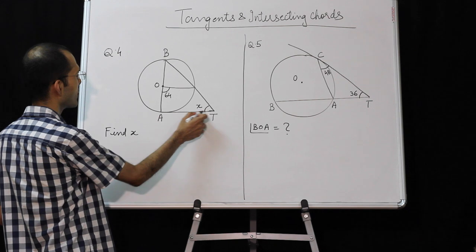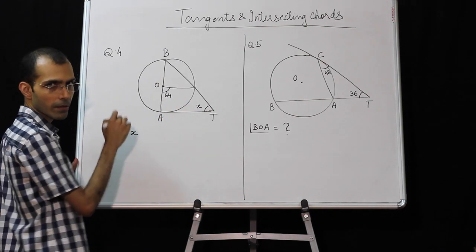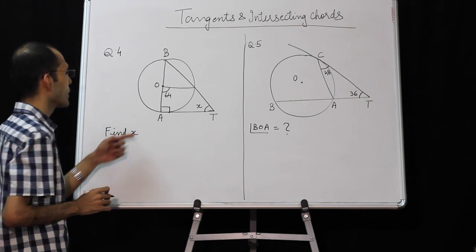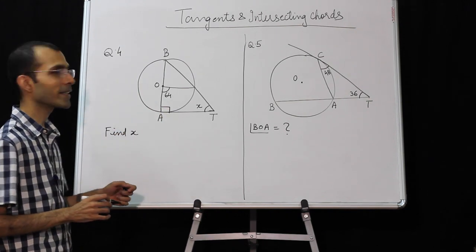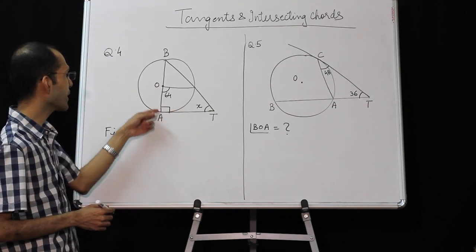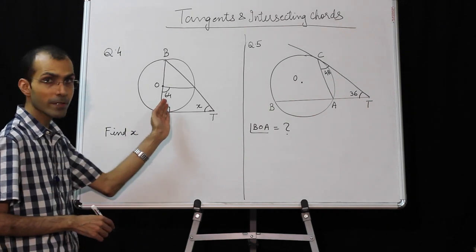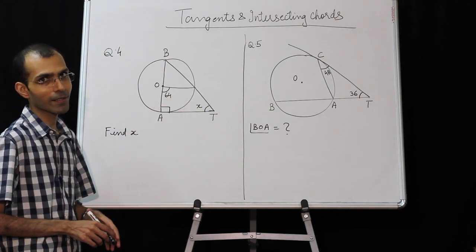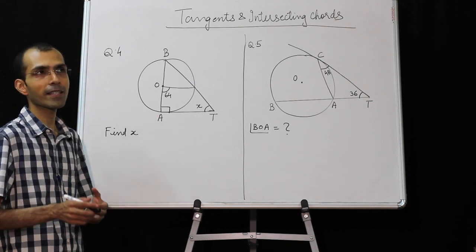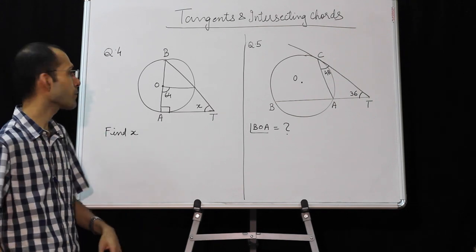Now, because this is a tangent and this is the radius, this angle will come 90. Angle OAT will be 90. What is the reason? Radius perpendicular to tangent. Okay. The diagram is going outside the circle. That means the sum of the angles of a triangle is 180 or the sum of the angles of a quadrilateral is 360. High chances of being used.